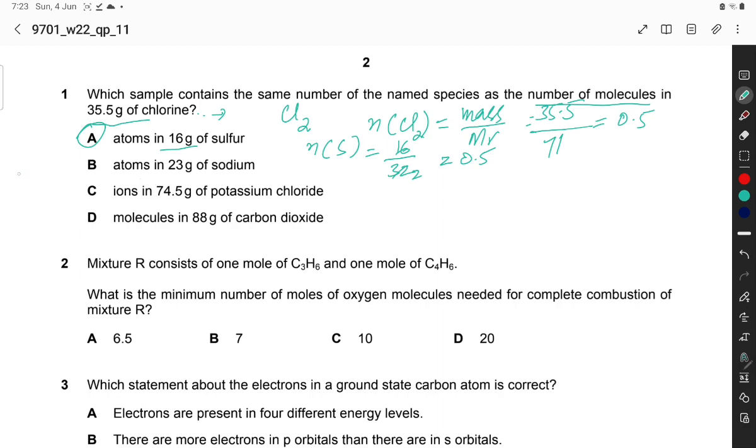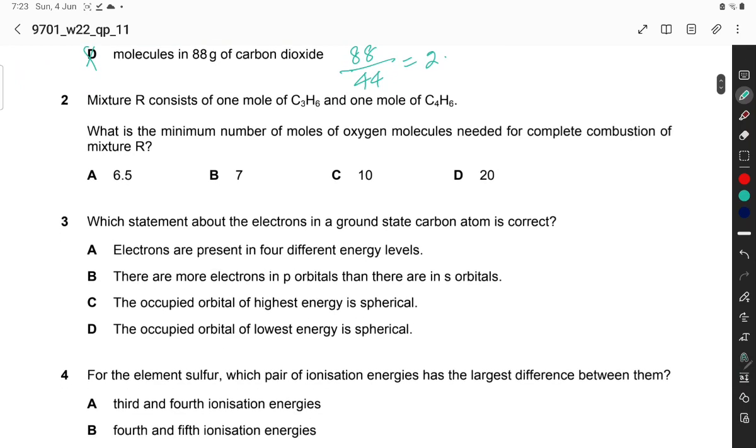Atoms in 23 grams, it has 23 over 23, 1 mole. In the question, this is the number of molecules, not the number of ions. This is also incorrect. Molecules in 88 gram of carbon dioxide, 88 divided by 44, this is 2 moles. So this is also incorrect.